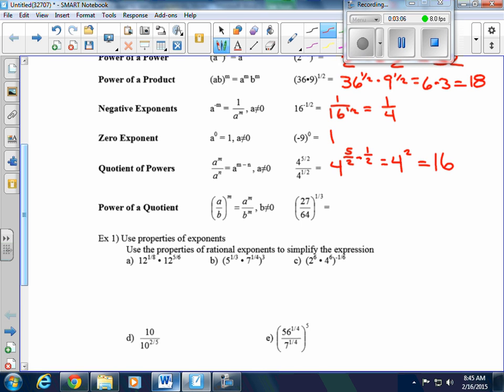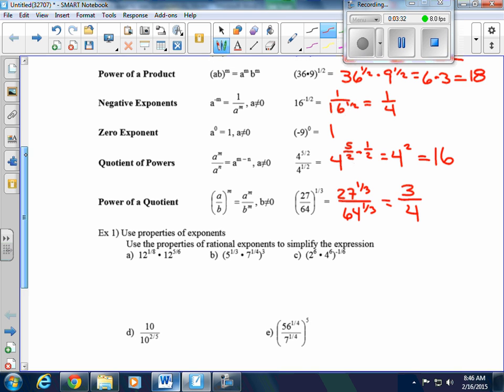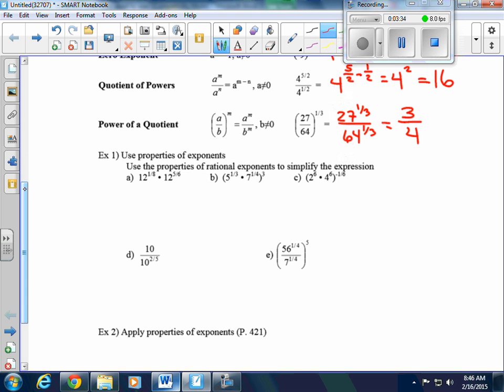And then the power of a quotient is the same as the power of a product. That exponent on the outside needs to go through to everything on the inside. So we're going to have 27 to the 1/3 and 64 to the 1/3. Well, the third root of 27 is 3. The third root of 64 is 4. And so there is our answer for that one. So again, we're using the same properties that we did at the beginning of chapter 5, only now we're using them for rational exponents rather than exponents that are just integers.